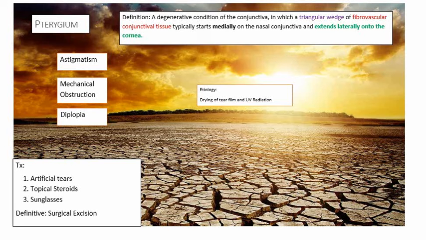radiation. So in general treatment, artificial tears are applied to keep the conjunctiva moist. Secondarily, sunglasses are prescribed to minimize UV exposure. Thirdly, topical steroids can be used to reduce the inflammation. The definitive treatment, on the other hand, is surgical excision, and there are two techniques which can be employed.